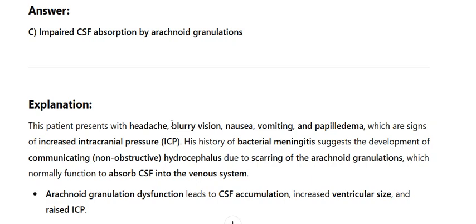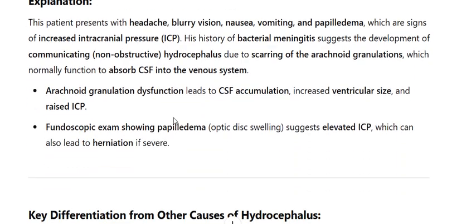Arachnoid granulation dysfunction leads to CSF accumulation, increased ventricular size, and raised ICP. Fundoscopic exam showing papilledema, optic disc swelling, suggests elevated ICP, which can also lead to herniation if severe.